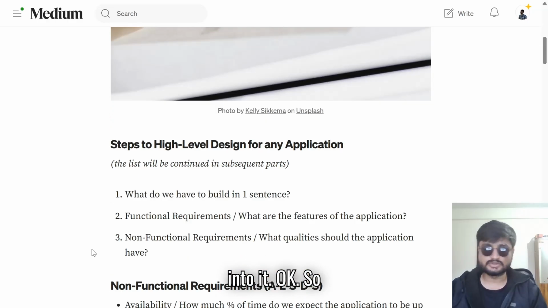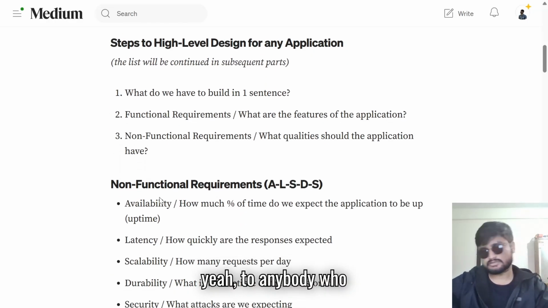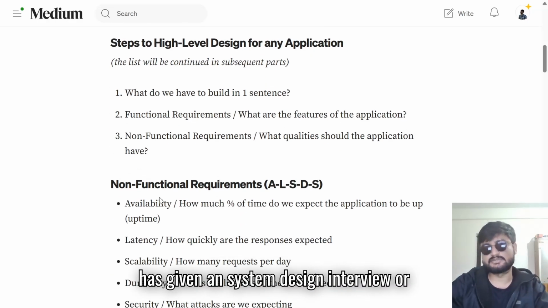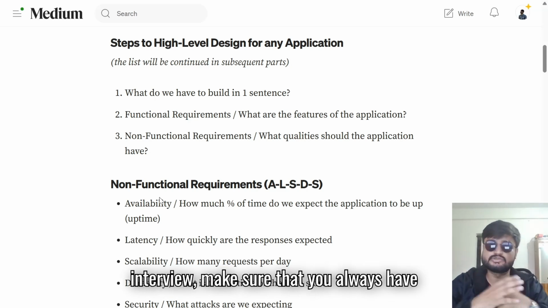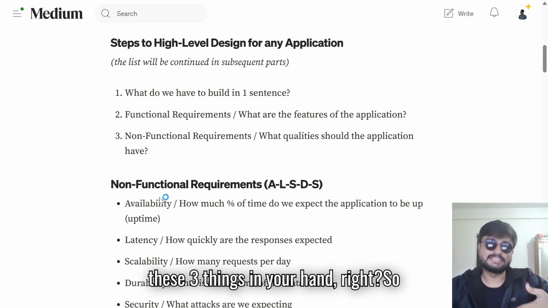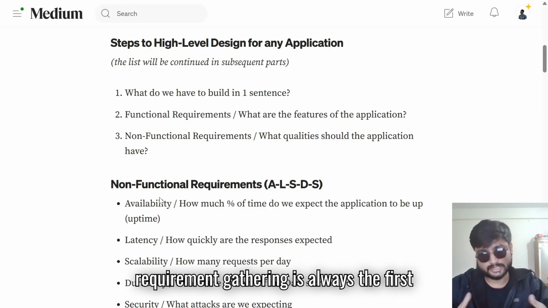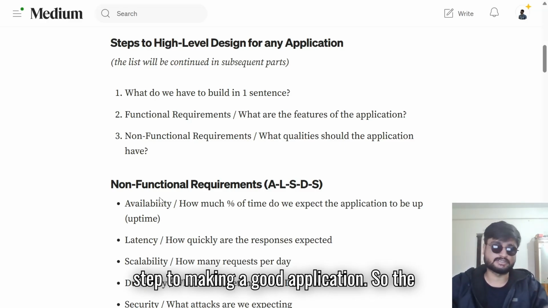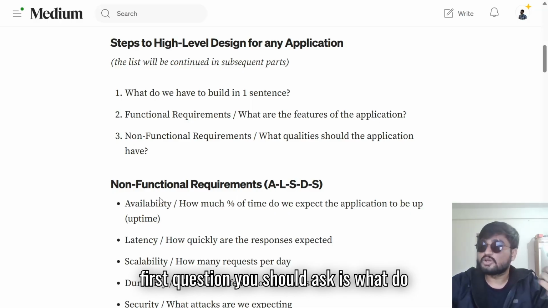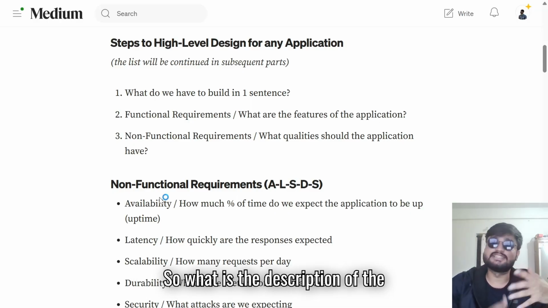Okay. So to anybody who has given a system design interview or who is about to give a system design interview, make sure that you always have these three things in your hand. Requirement gathering is always the first step to making a good application. So the first question you should ask is, what do we have to build in one sentence? So what is the description of the application?